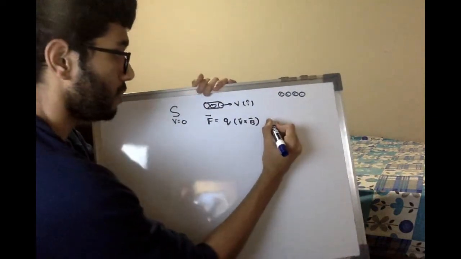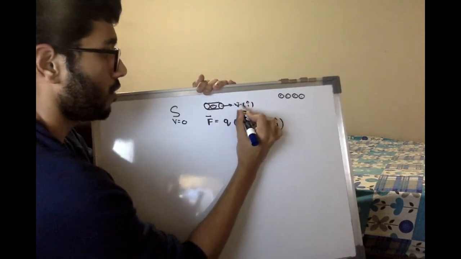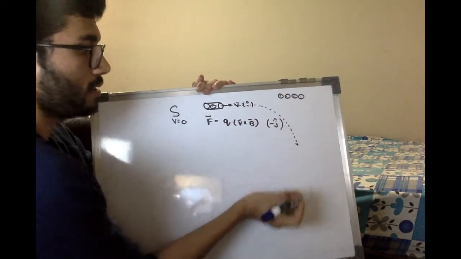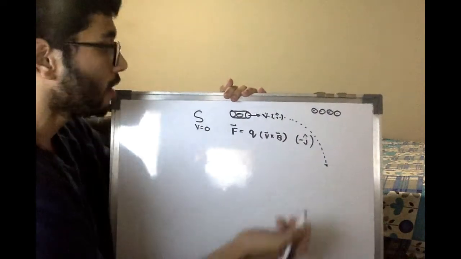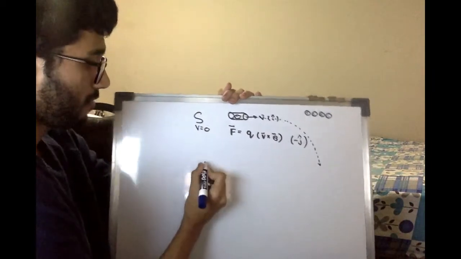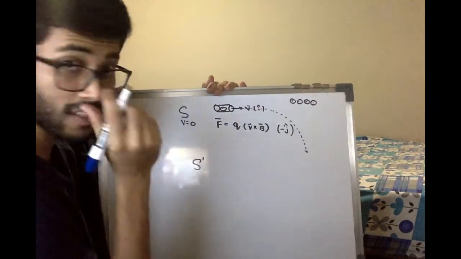So the magnetic field will be in the negative j hat direction, and so these particles will deflect in the negative y axis. Now let's see what role the magnetic fields are playing here. But let's see what happens when we change our frame of reference to S prime. You may have guessed by now.